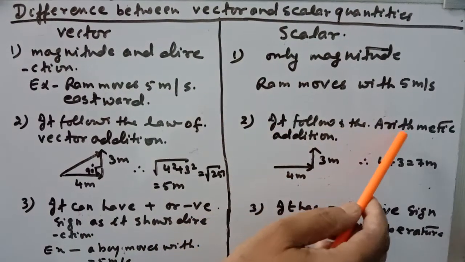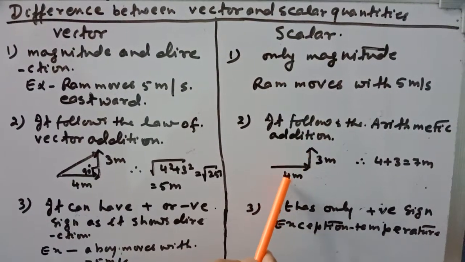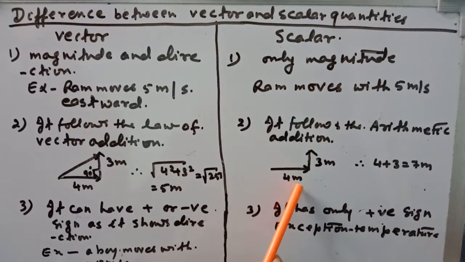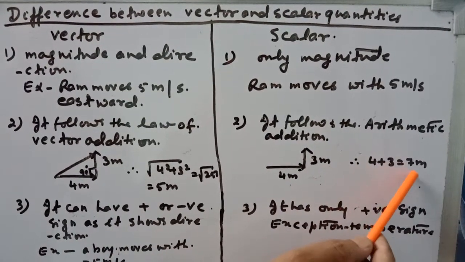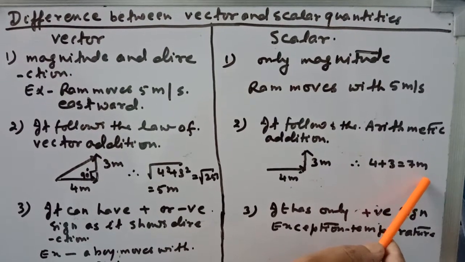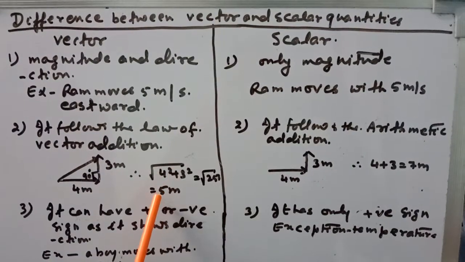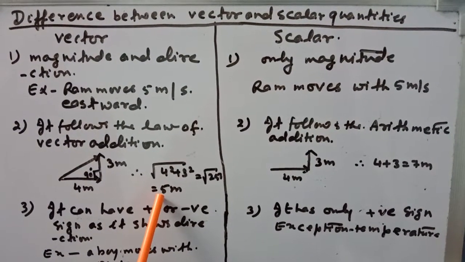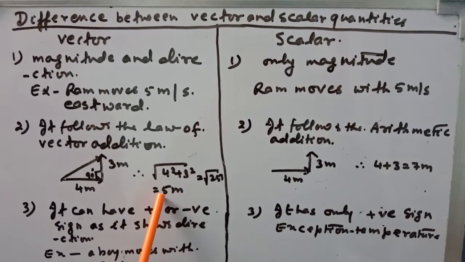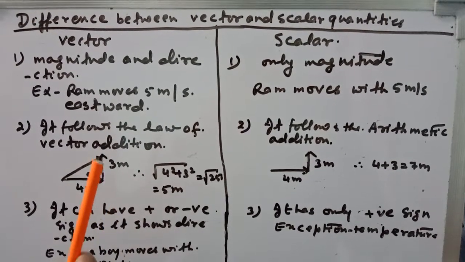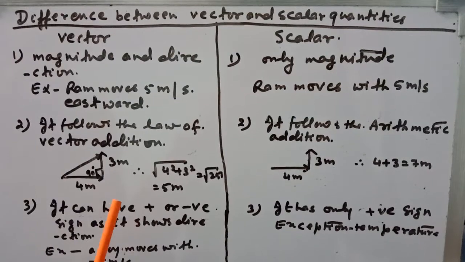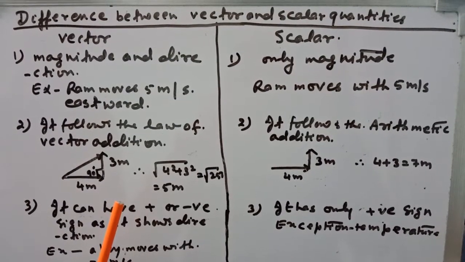It follows arithmetic addition only. Suppose a person is moving for 4 meter and then turns and moves 3 meter, so it is 4 plus 3, that is 7 meter. In this case it becomes distance. In the case of vector quantity, it becomes displacement.